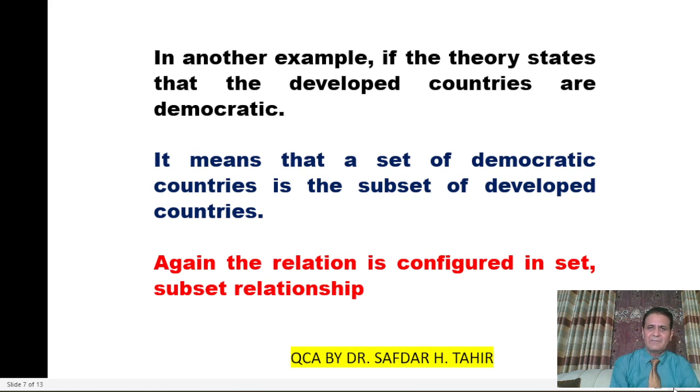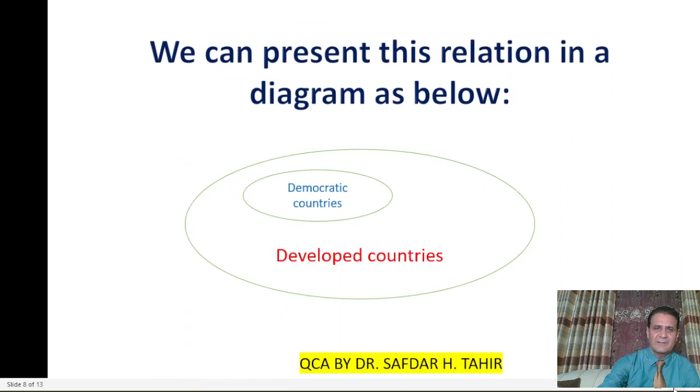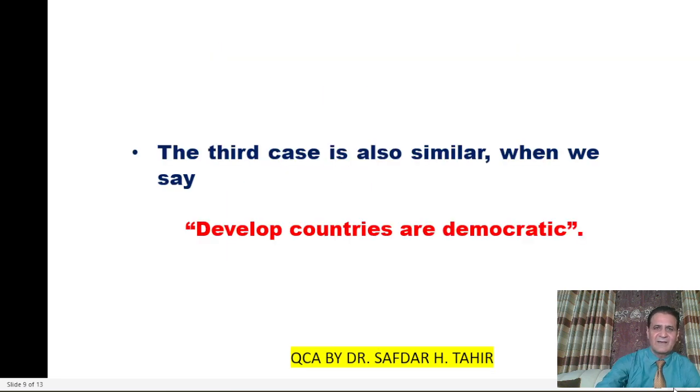In another example, if the theory states that the developed countries are democratic, it means that a set of democratic countries is the subset of the developed countries. Again, the relationship is configured in set and subset relationship. We can present these relations in a diagram as below. Developed countries is a big set and democratic countries is a small set.